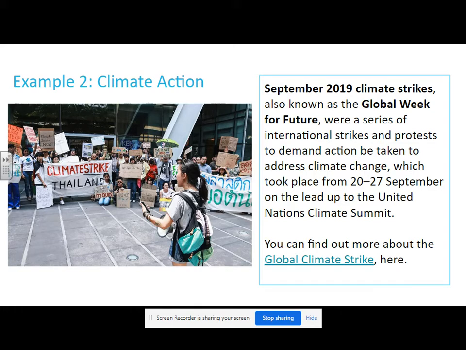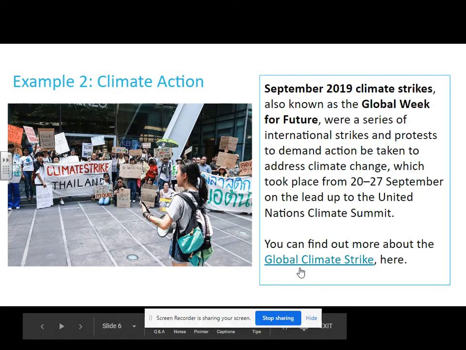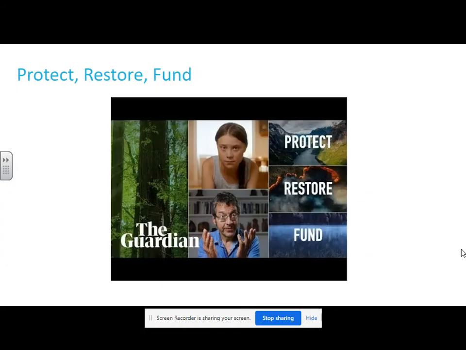Essentially, this was a lot of young people who had been fed up of policies and, I guess, not enough progress being made towards a greener future, and decided that it was important for them to strike and make a stand. Here's an image, for example, in Bangkok, where people decided they were going to make their voice heard and went out into the streets and spoke about climate action. You can find out more on the link here about the global climate strike, what people did and why they did it.